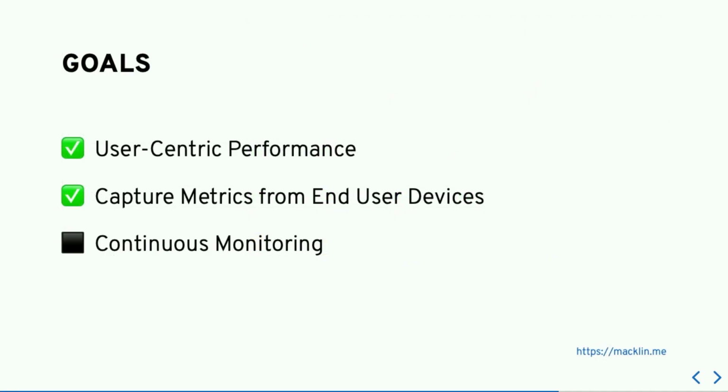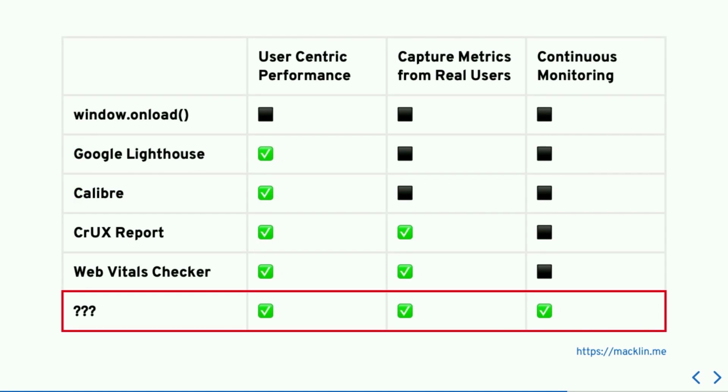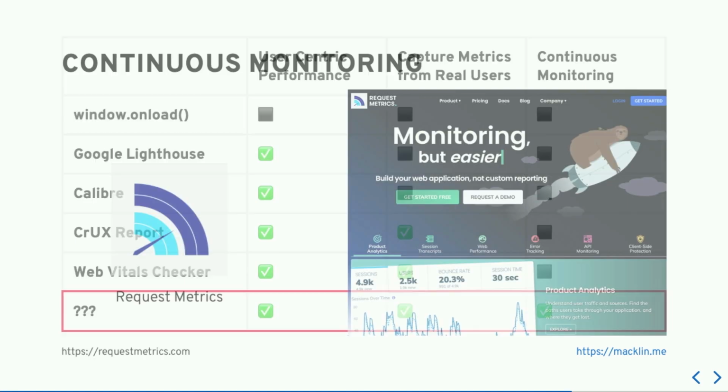Cool. All right. So I've told you how to capture these metrics from end user devices. I'm going to go quickly through continuous monitoring now. So as I said, the problem with a lot of these things, particularly the Crux report and the Web Vitals checker, is the data in there is delayed by a month and a half. So how can we fix that problem? I don't know. Like, here's my question marks down here. I don't know the solution. But let's figure it out, right?